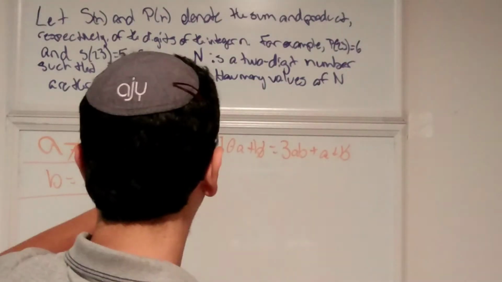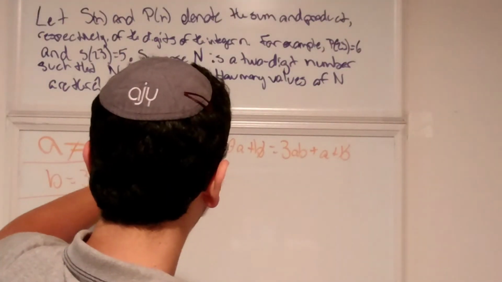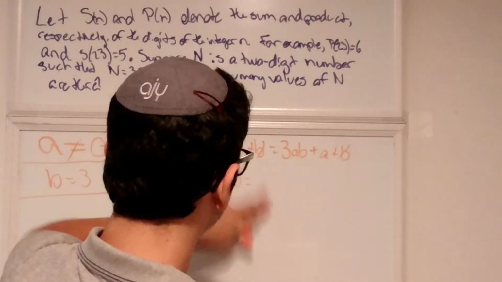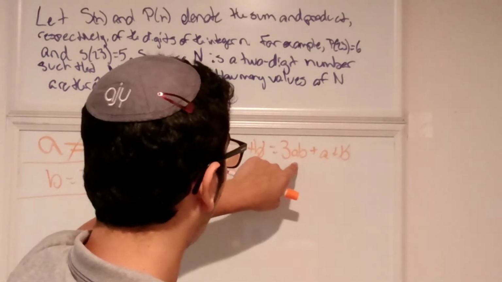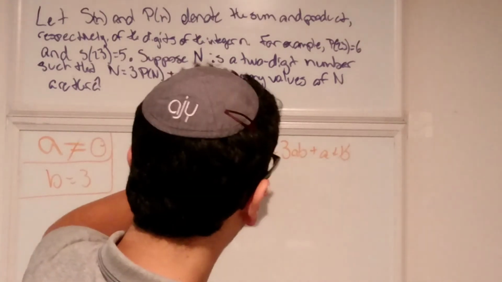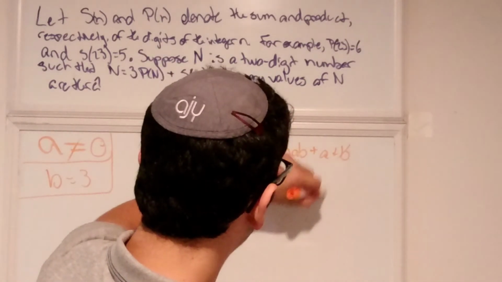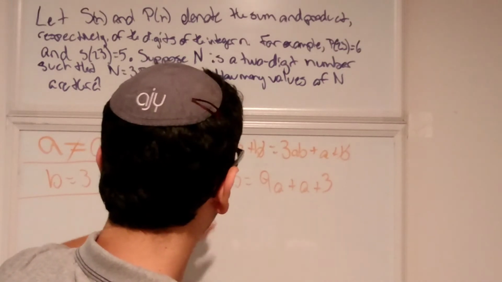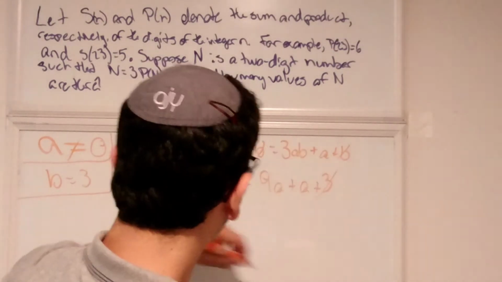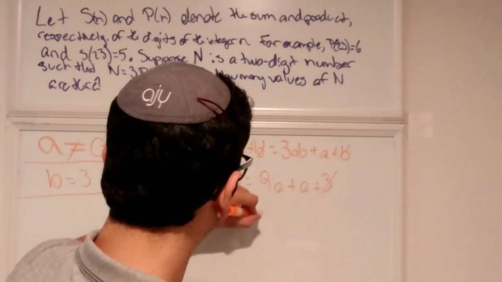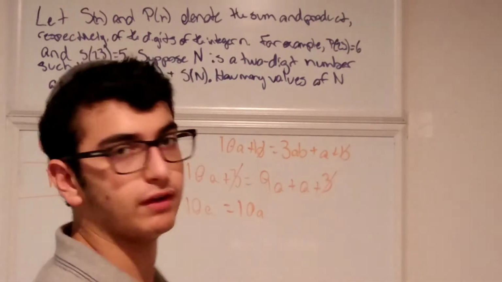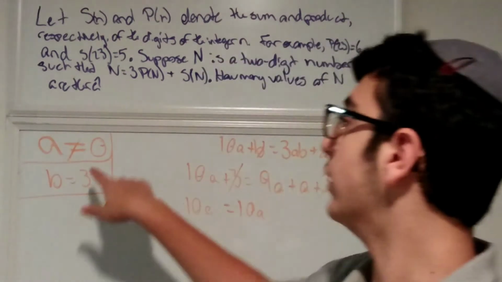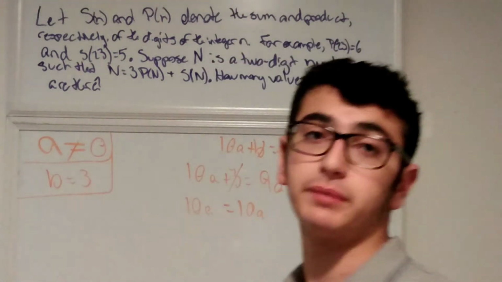So I would say 10a plus 3 is equal to 3ab. Now 3ab is going to be 3a times b, so it's going to be 9a plus a plus 3. So we are left with 10a, and these 3's cancel out. You're left with 10a is equal to 10a. Now that works for any value of a because it's the same thing on both sides. And we also know that a cannot be 0, and from here we can solve the equation.